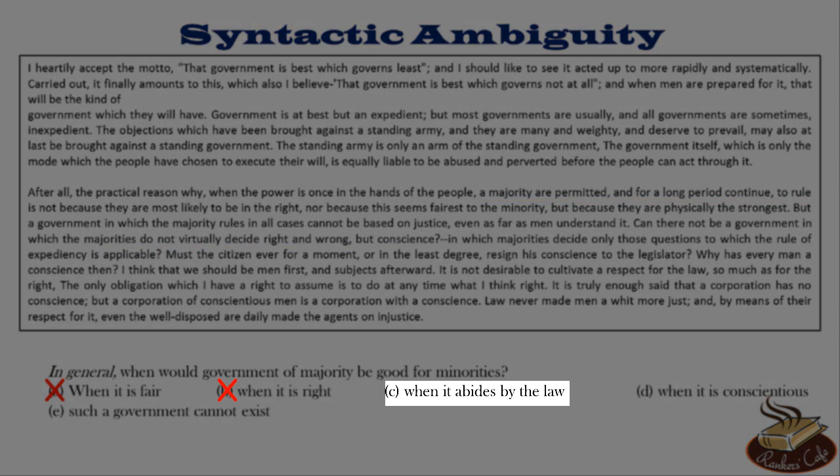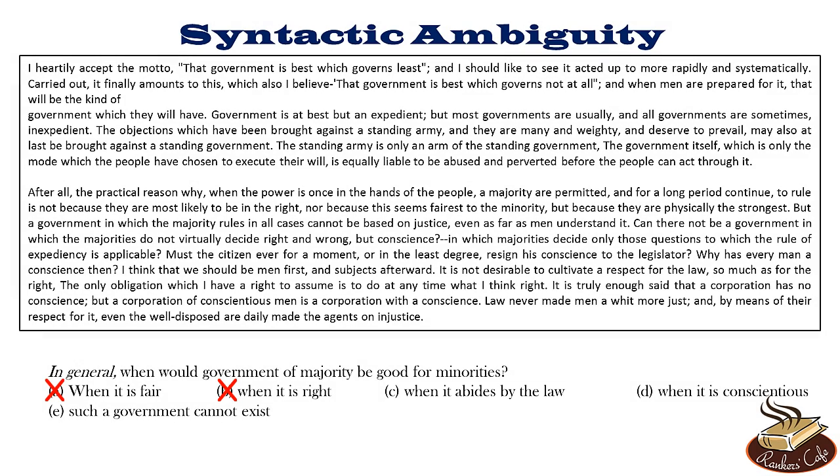Option C is incorrect because the writer draws a clear distinction between law and conscience and says towards the conclusion of the passage, law never made men a whit more just, and by means of their respect for it, even the well-disposed are daily made the agents of injustice. Thus, clearly, C is incorrect. We are left with options D and E now.